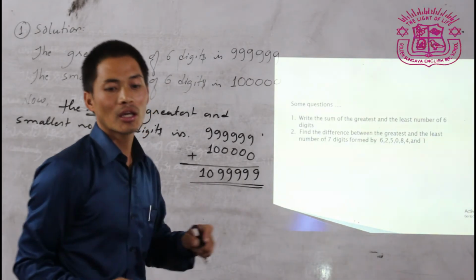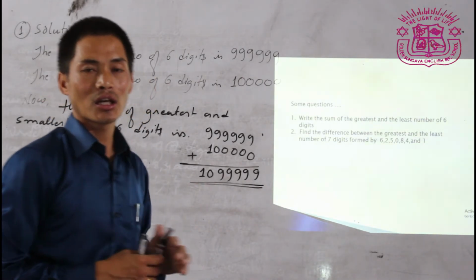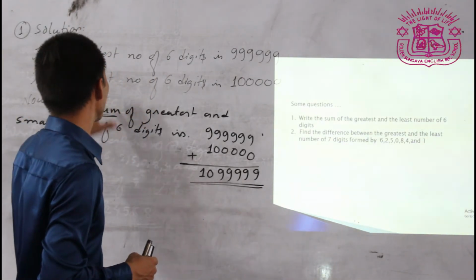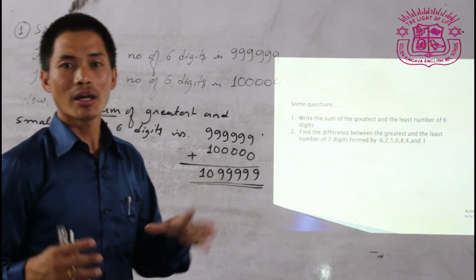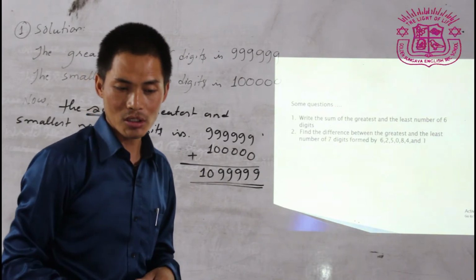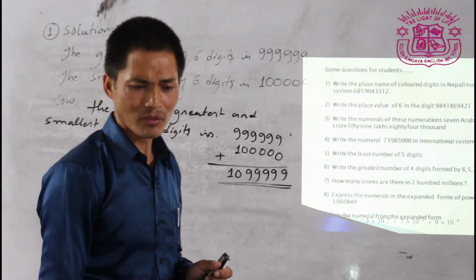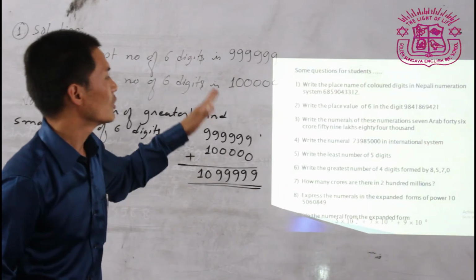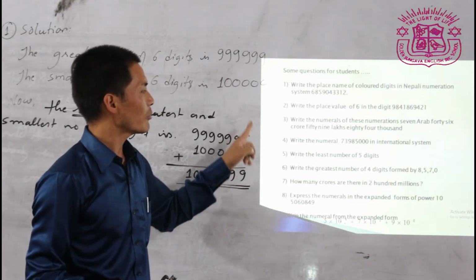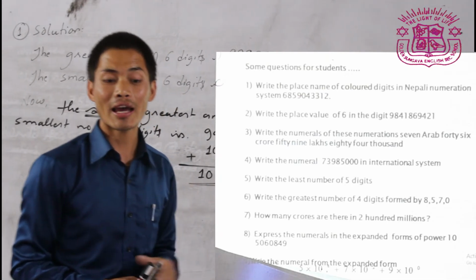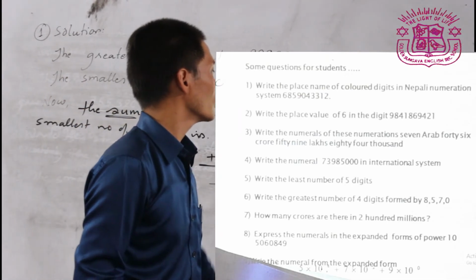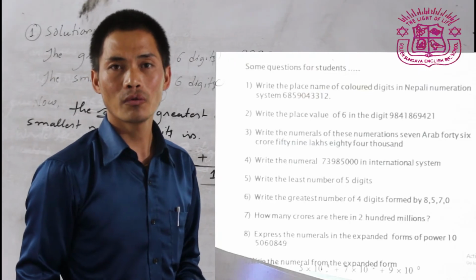In this way, in this class, we have learned about the greatest number, smallest number, expansion of numbers, and writing the short form of the numbers. Here I have brought some questions for your practice, so you can make a screenshot of these questions and you can practice yourself. If you do not have the course book also, these questions will work for you.